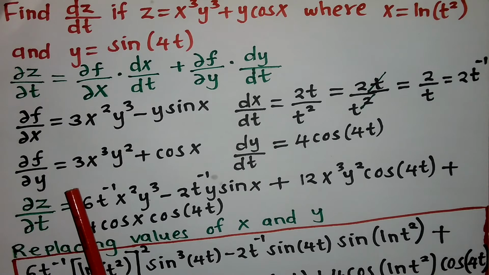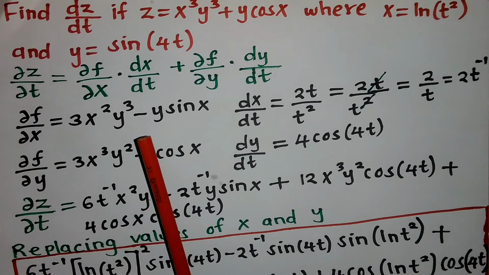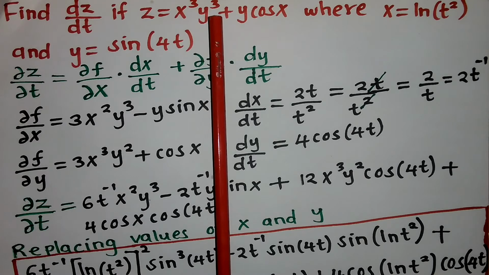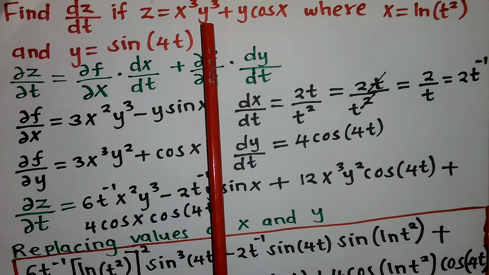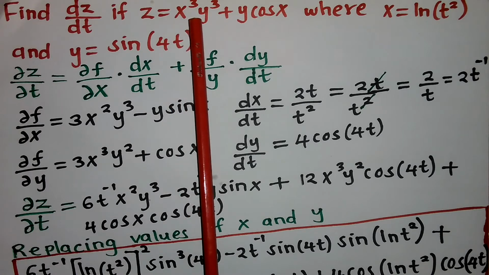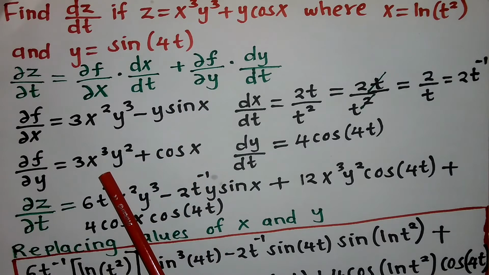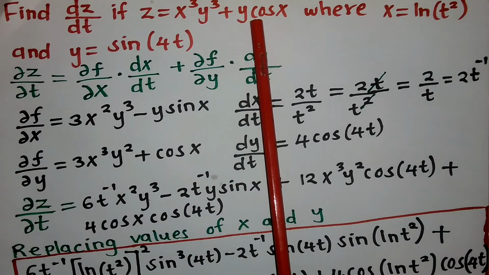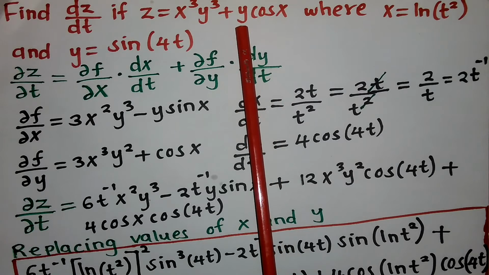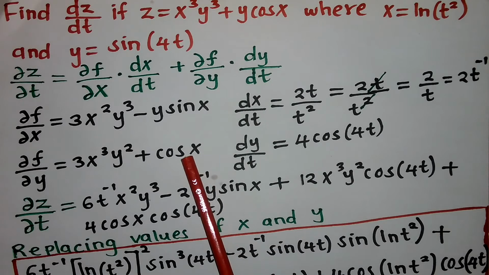We then have the derivative of the function with respect to y, which means I treat x as a constant. So the derivative of this is going to be 3y squared. If I multiply with this, I'm going to have 3x cubed y squared, which is this. This will act as a constant. The derivative of y is going to be 1, times this, which is going to give me this.